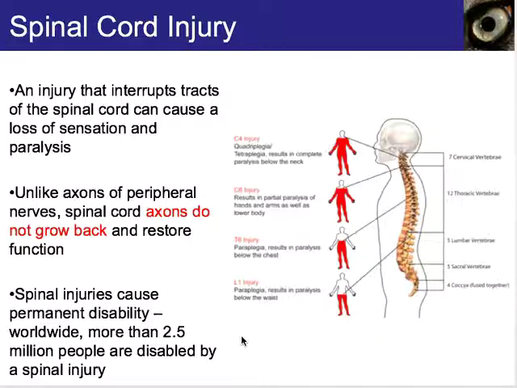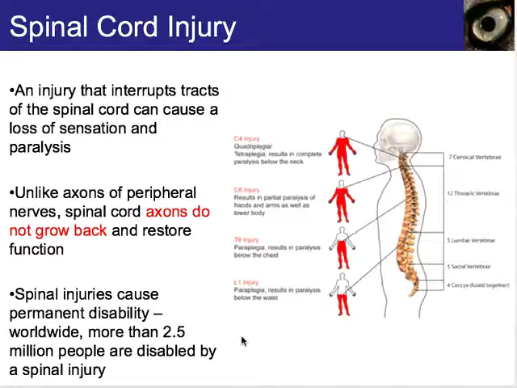You've probably heard a lot about spinal cord injuries before. A spinal cord injury is an injury that interrupts the tracts of the spinal cord and can cause loss of sensation and paralysis. Basically, what happens is you're stopping information from flowing along that information superhighway. Unlike axons of the peripheral nerves, spinal cord axons do not grow back. So if you have damage to the nerves in your spinal cord, they cannot be restored.